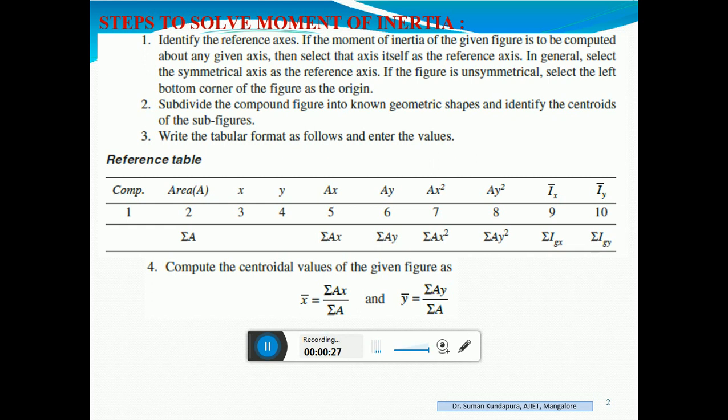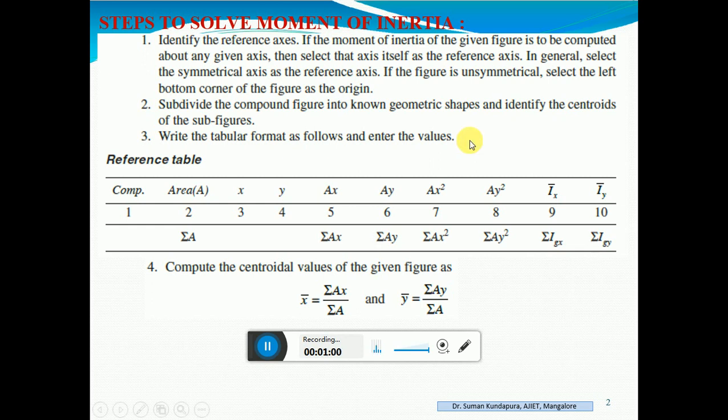When you take any figure, the first thing you have to decide or identify is the reference axis. I have told you about the reference axis in the previous videos. It is the axis which you are taking as a reference from where you are calculating the centroidal distances. If the moment of inertia of the given figure is to be computed about any given axis, then select that axis itself as the reference axis.